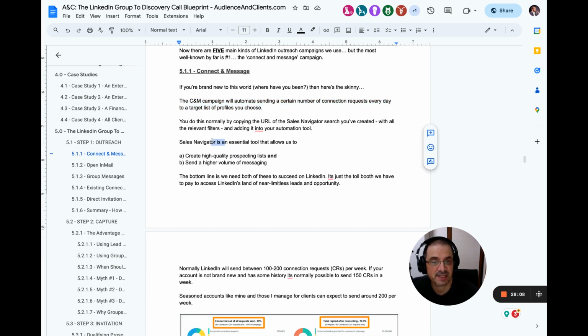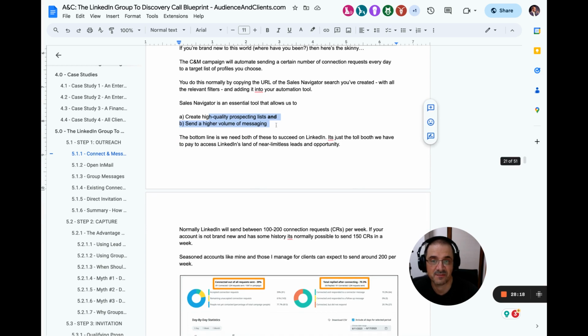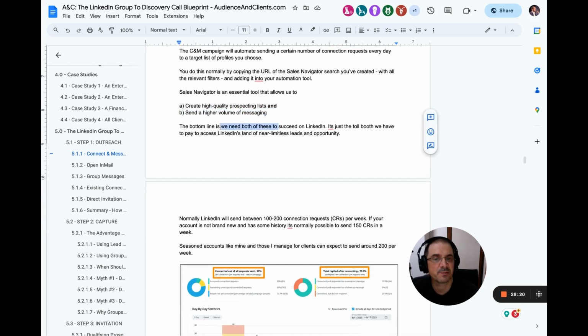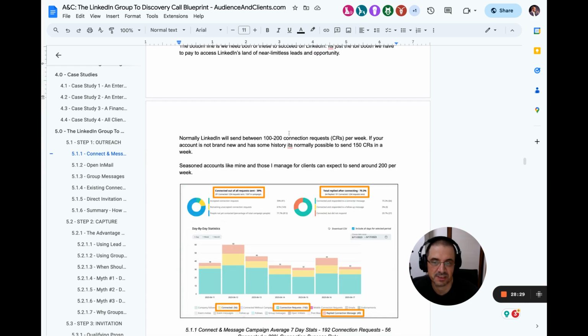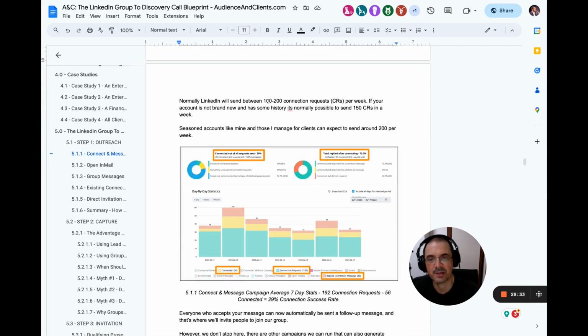Sales Navigator is essential, and that allows us to create high-quality prospecting lists and send a higher volume of messaging because it's a premium service that we have to pay LinkedIn for. The bottom line is we need both to succeed on LinkedIn. It's just the toll booth that we have to pay to access LinkedIn's land of near limitless leads and opportunities. So normally, LinkedIn will allow you to send between 100 to 200 connection requests per week.